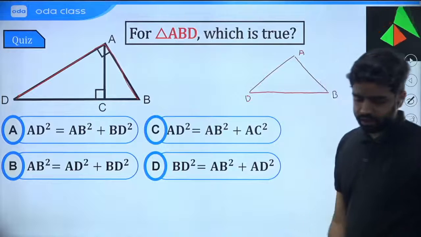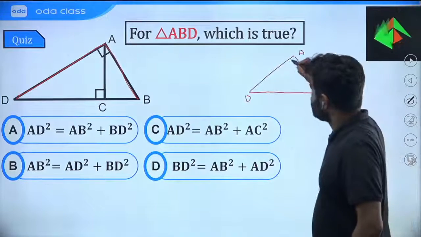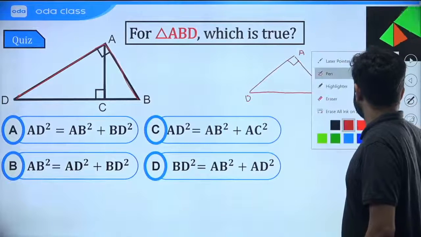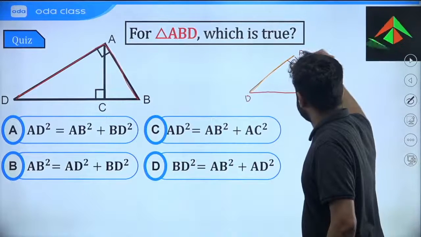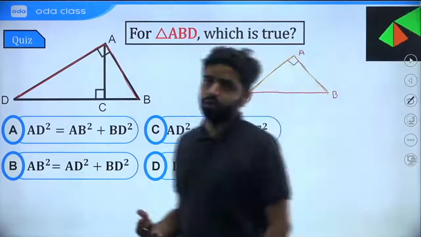Now this is our given triangle ABD. We need to apply the Pythagoras theorem here, where the right angle is here. If we know where the right angle is, we know what the legs are. So legs are AD and AB. The sides which make 90 degrees are called legs. So now I know what the legs are.